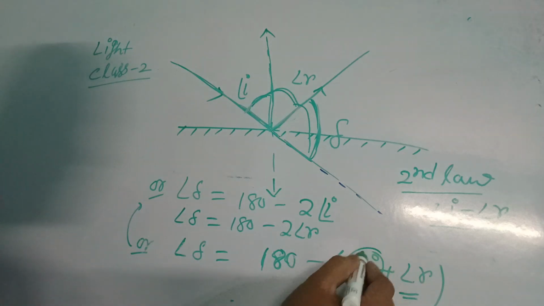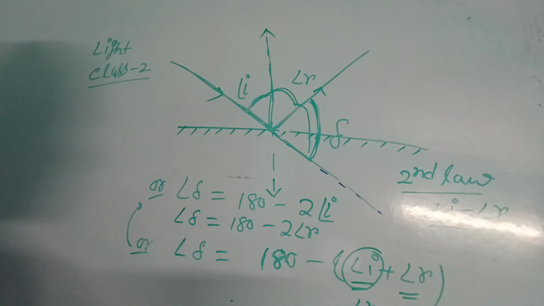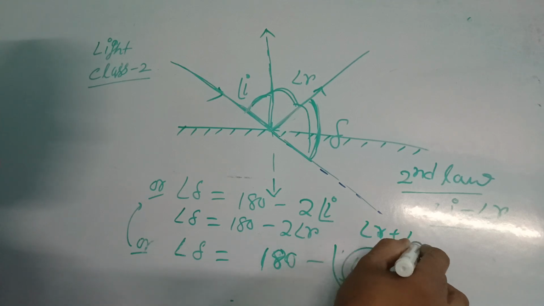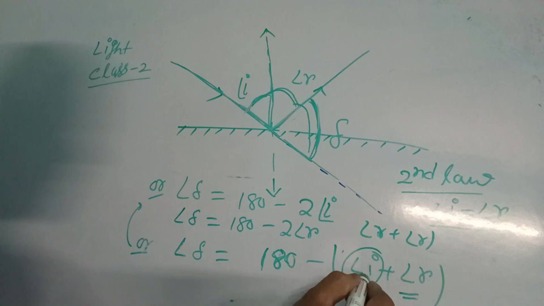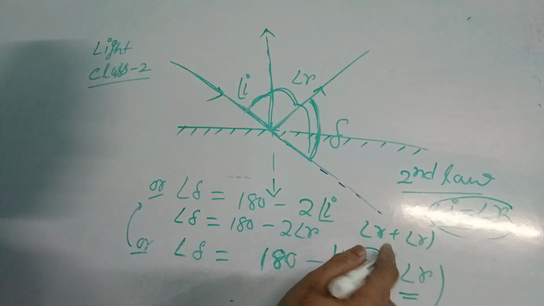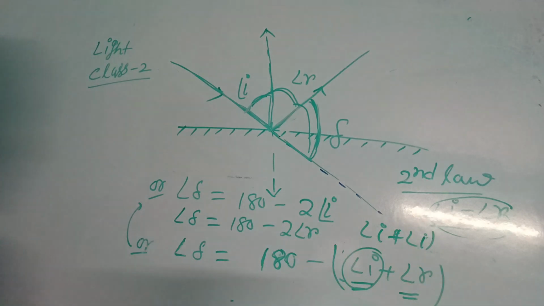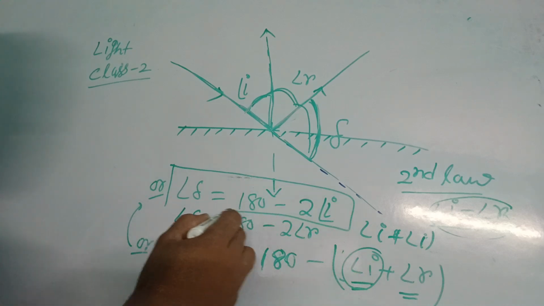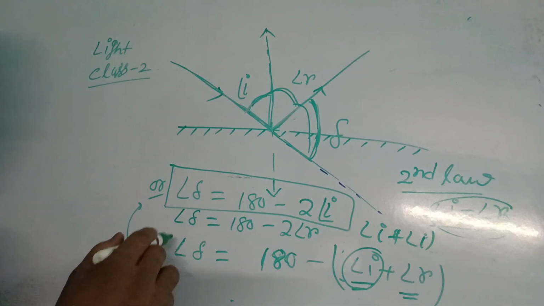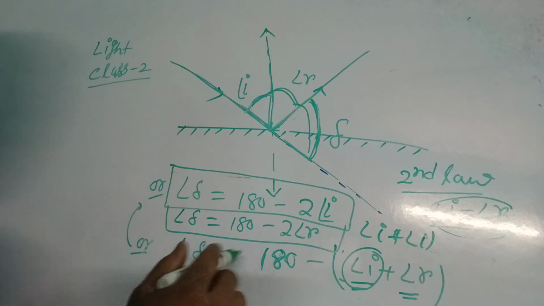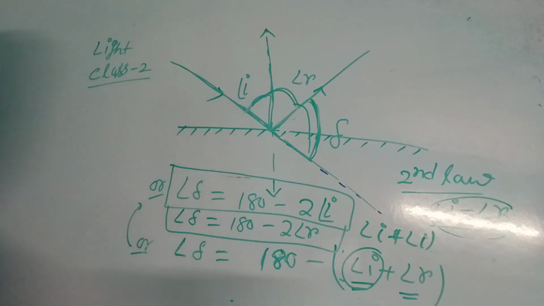So either we can replace this I by R. So we can write this is angle R plus angle R, because I and R are same, here is given I and R are same, or we can write angle I plus angle I. So it will be twice of I. So this is why we can write delta equals 180 minus twice of I, or 180 minus twice of R, because angle I and angle R are same. So this is the relation between I, R and delta.